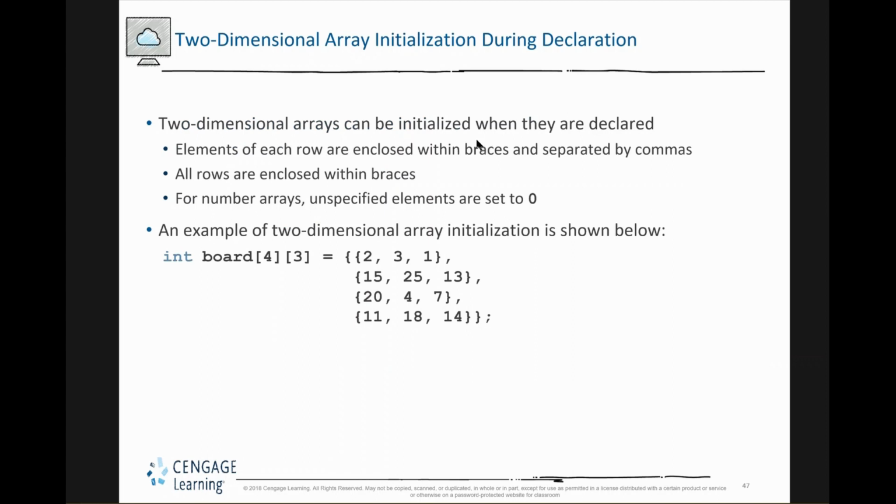Two-dimensional arrays can be initialized when they are declared. So when you declare your array, you can initialize it at that time. Elements of each row are enclosed within braces and separated by commas. All rows are enclosed within braces. For number arrays, unspecified elements are set to 0. All right, so here's an example of a two-dimensional array that's being initialized. It's going to be full of integers. The name of the array is board, and we have 4 rows and 3 columns.